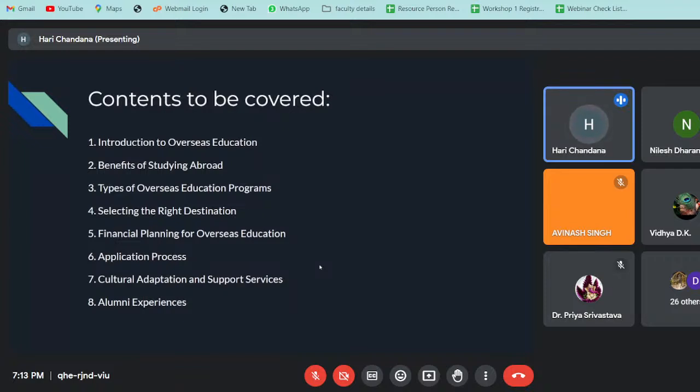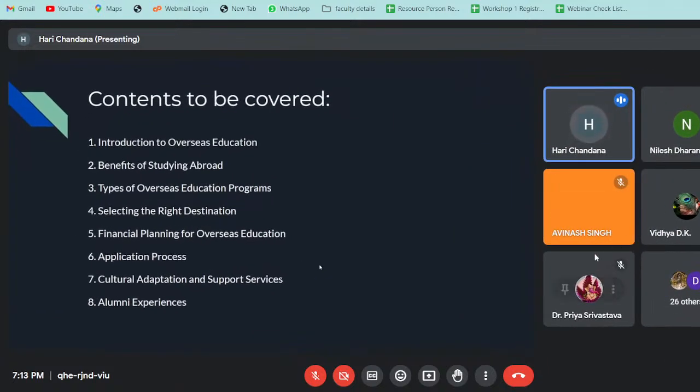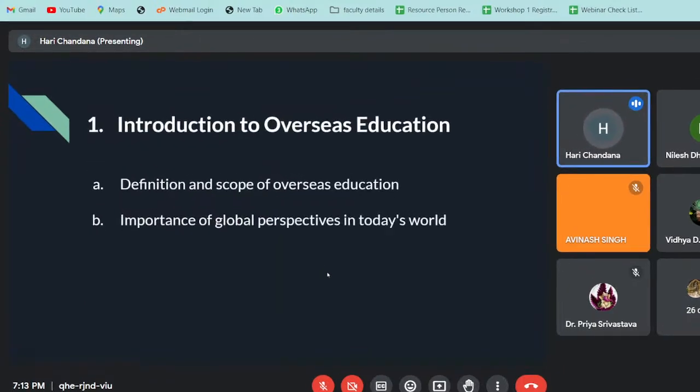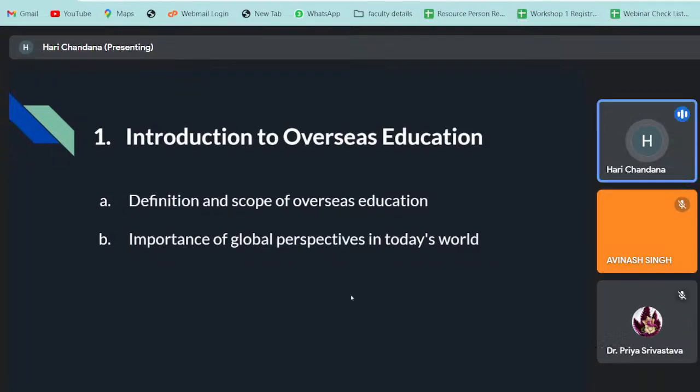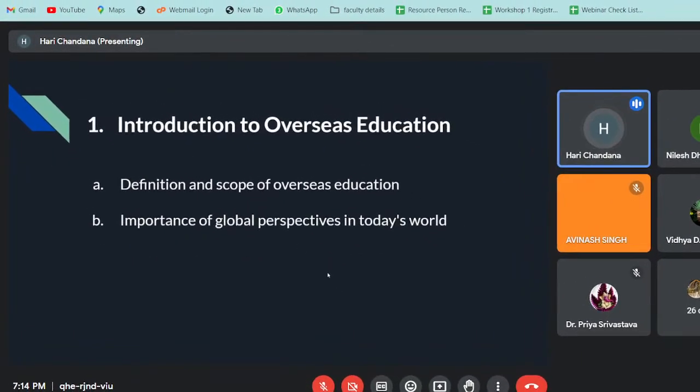Now, the contents to be covered in this session are introduction to overseas education, the benefits, types of overseas education programs, selecting the right destination, financial planning, application process, cultural adaptation and support services, and finally, alumni experiences. So, first, in the introduction to overseas education, we will be looking at the definition and scope of overseas education and importance of global perspectives in today's world.